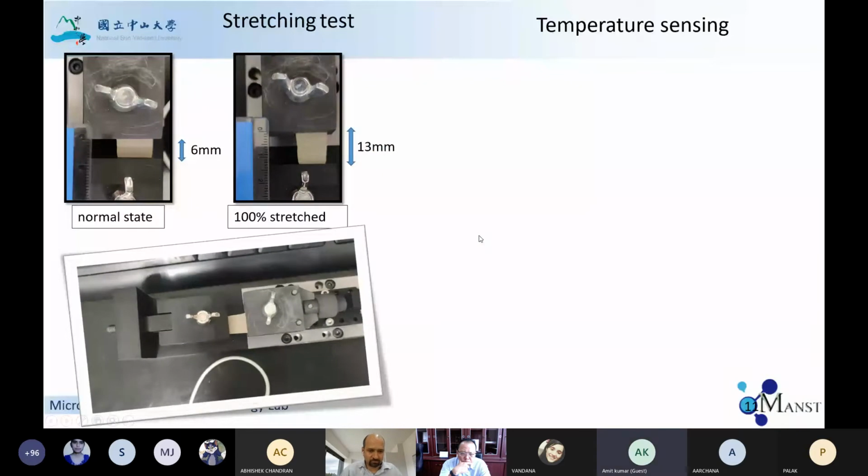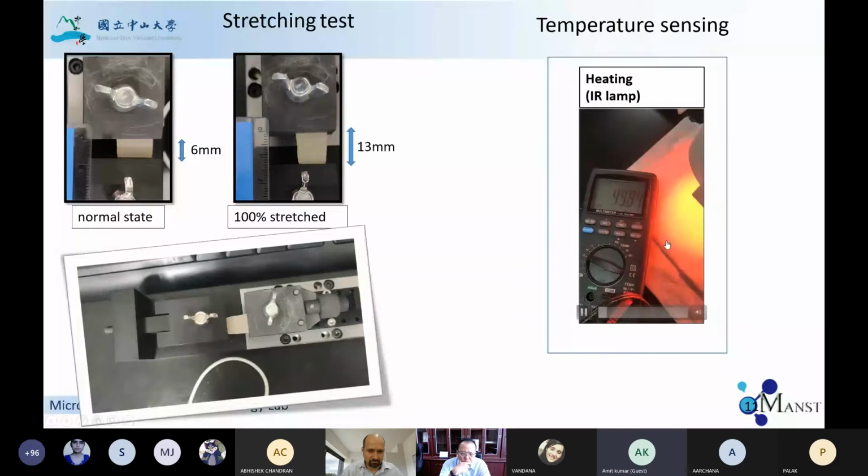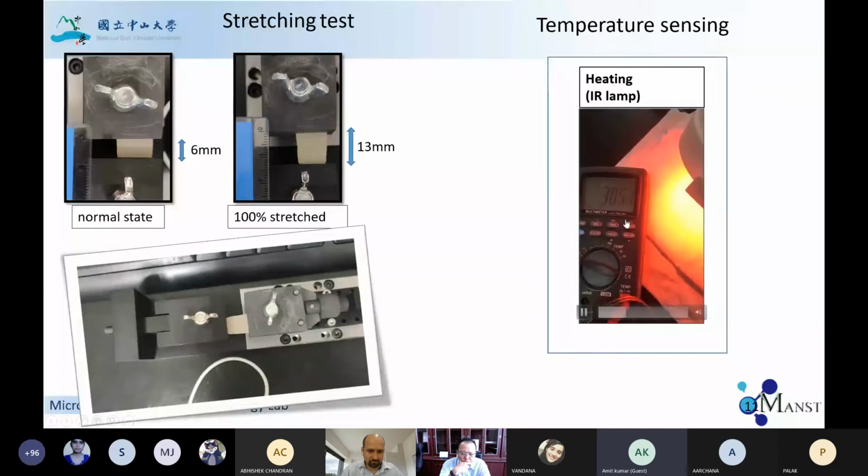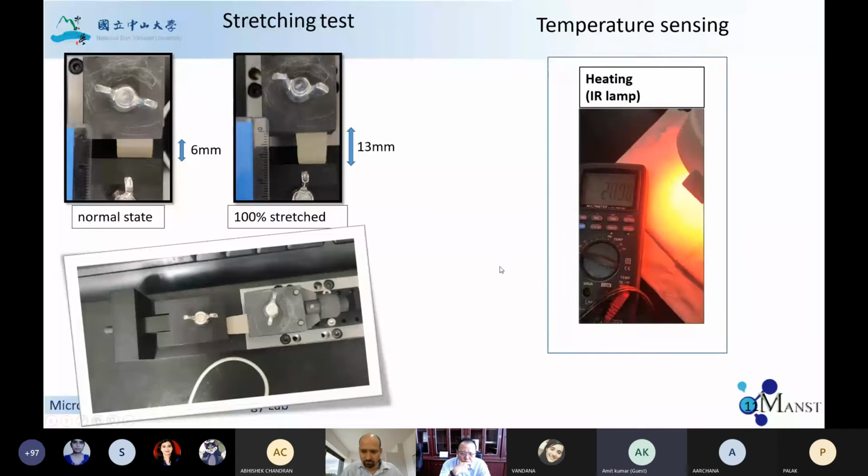After that, I do some temperature testing, and in this one, you can see when the sensor is heated with an IR lamp, it shows a decrease in resistance. That shows the negative temperature coefficient of resistance of the sensor, which is very sensitive.